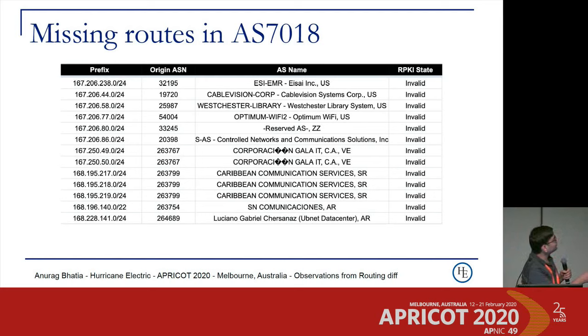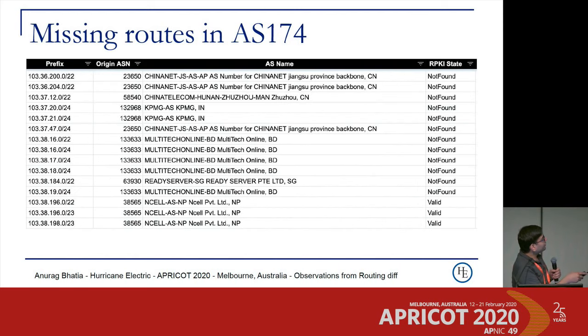Some of the missing routes in AS7018. These were the routes which we saw were missing in 7018. The interesting thing here is the RPKI status was invalid for all these. So it's quite logical why 7018, which is AT&T, is missing these routes, while some other networks which are not filtering as yet are having them. Then goes 174. We did look for RPKI status here as well. Some had valid, some had invalid. These routes just happened to be missing from 174, and it's a pretty long list.